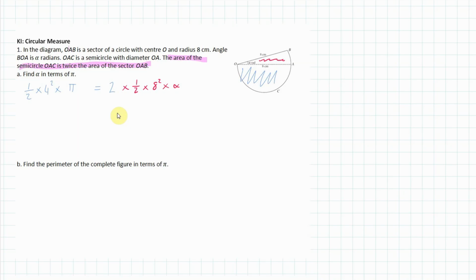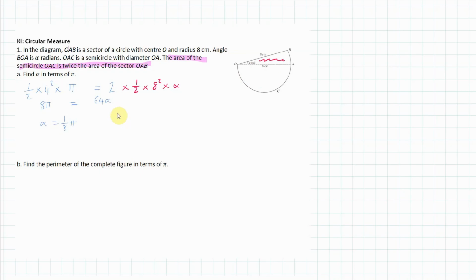Okie dokie. So on the one side here we've got 8 pi equals, and on the other side we've got 64 alpha, and therefore alpha equals 8 over 64, which is 1/8 pi. There we go. Find the perimeter of the complete figure in terms of pi.